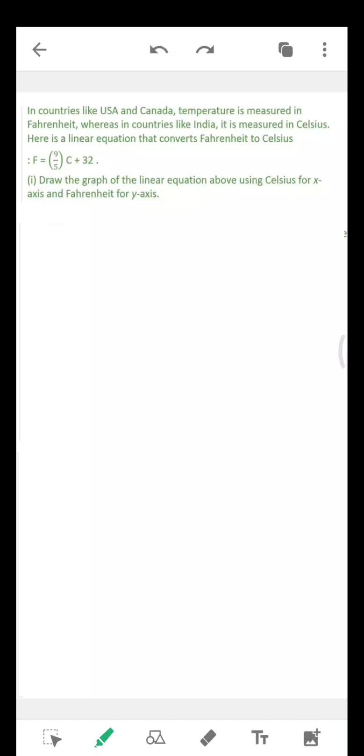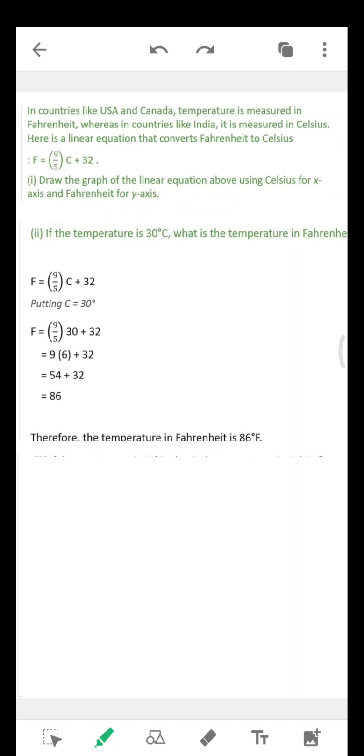We can draw the graph only when we have solutions. So we'll begin with the second bit, because we cannot draw the graph unless and until we have solutions. So this is the second bit. This equation can be used to solve the questions which are given here.